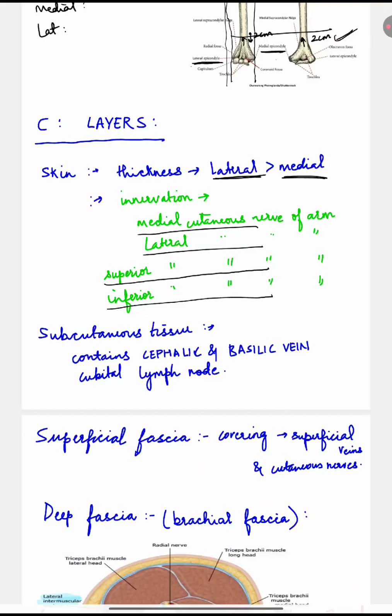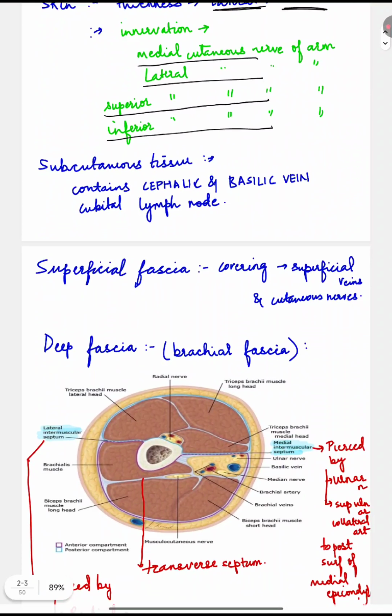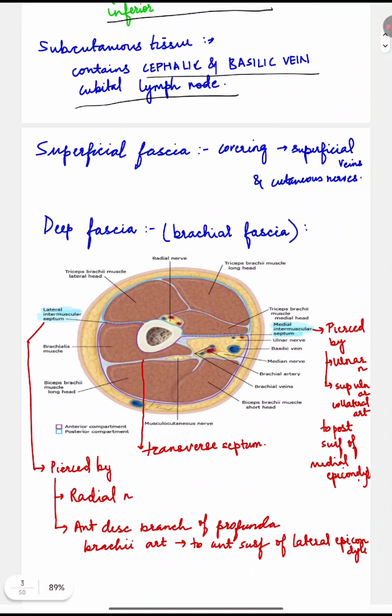Okay, sorry. Medial cutaneous nerve of the arm, lateral cutaneous nerve of the arm, superior and inferior lateral cutaneous nerve of the arm. These are the innervation of the skin. The subcutaneous tissue contains cephalic and basilic vein with cubital lymph nodes. Superficial fascia forms a covering for the superficial vein and cutaneous nerve.